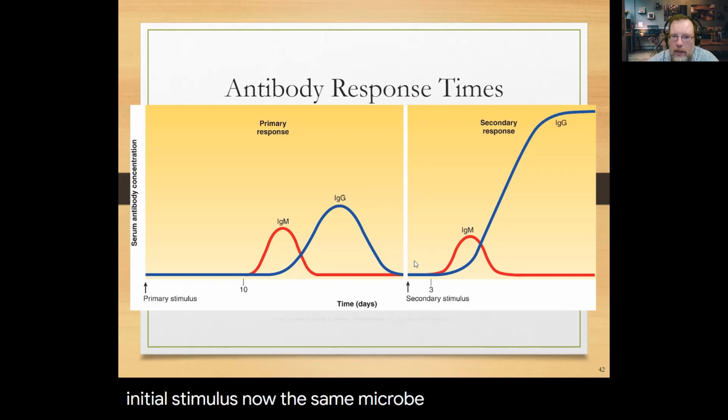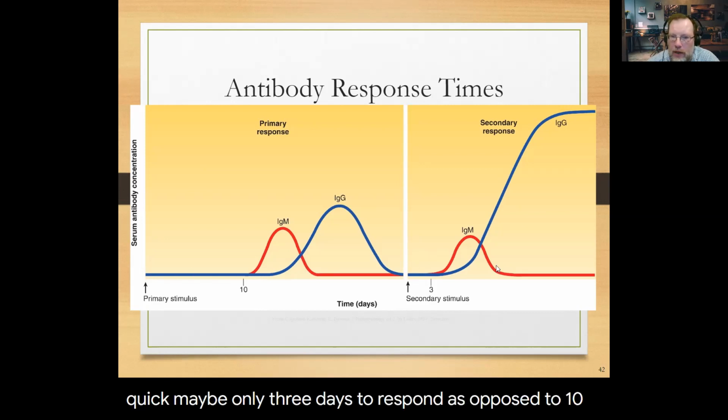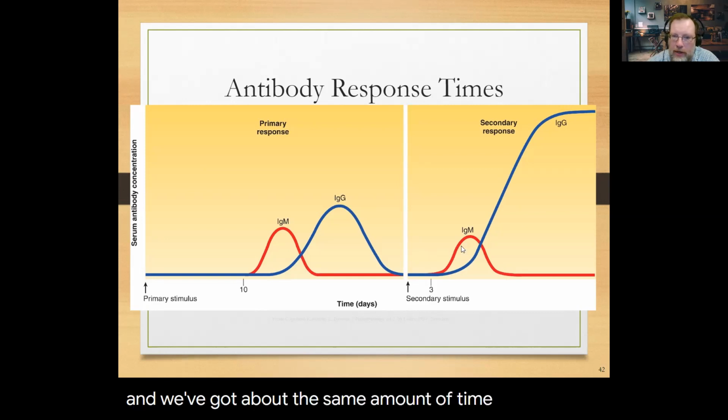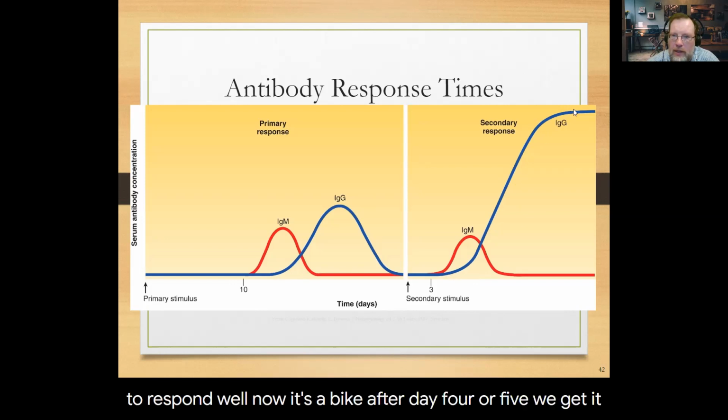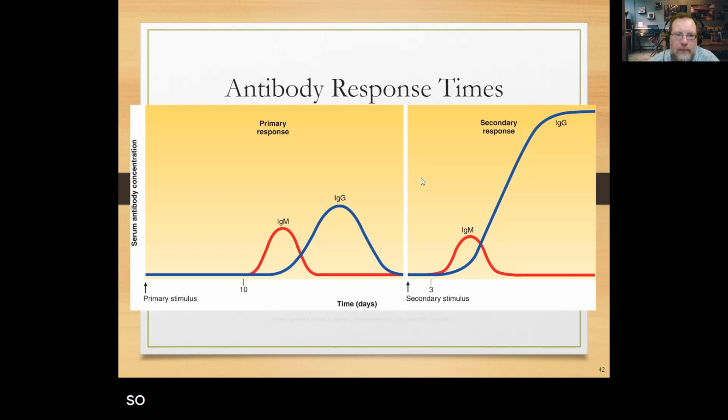microbe, we get secondary exposure. So we've been exposed again. Notice how quick, maybe only 3 days to respond as opposed to 10. And then we've got about the same amount of time, maybe 3 days of release. Notice with IgG, after day 12, we finally get it to respond. Well, now it's like after day 4 or 5, we get it to respond. And then we get a long sustained release of IgG. So anyway.